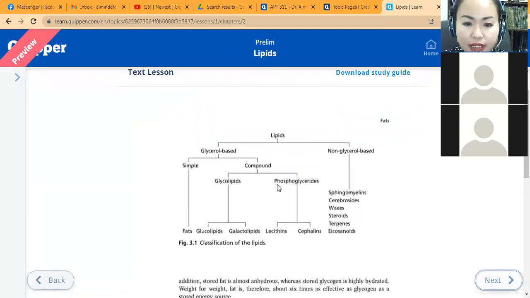So these are the classifications of lipids. They can be glycerol-based or non-glycerol-based. Glycerol-based can be simple fats or compound. Compound includes glycolipids and phosphoglycerides. Under glycolipids are glucolipids and galactolipids, and under phosphoglycerides could be lecithins and encephalins, with many very technical names. Non-glycerol-based are sphingomyelins, cerebrosides, waxes, steroids, terpenes, and eicosanoids. So memorize all of those, okay?